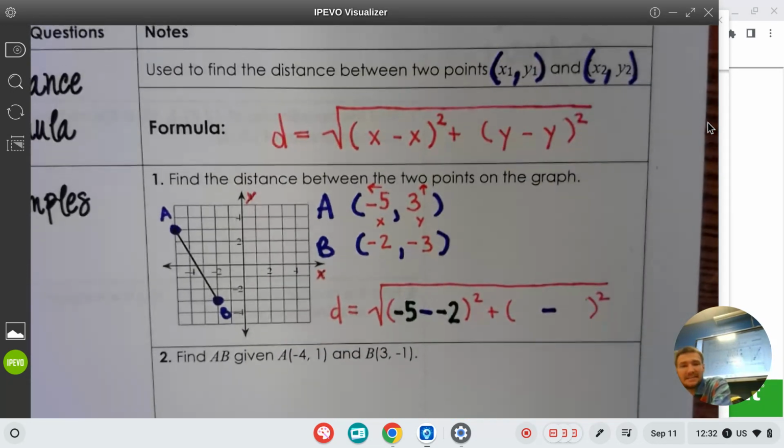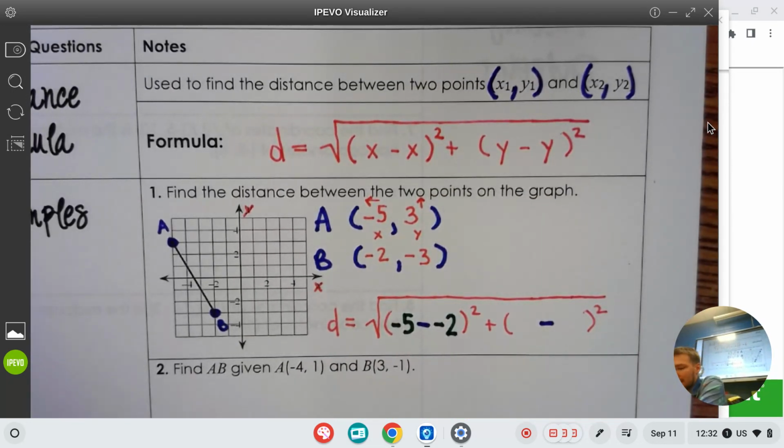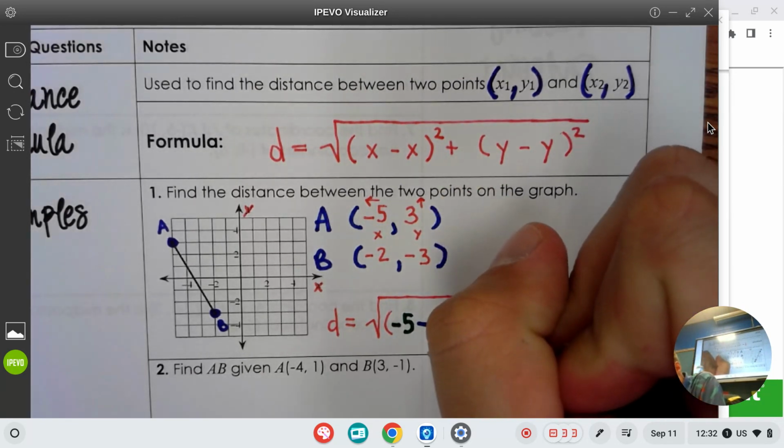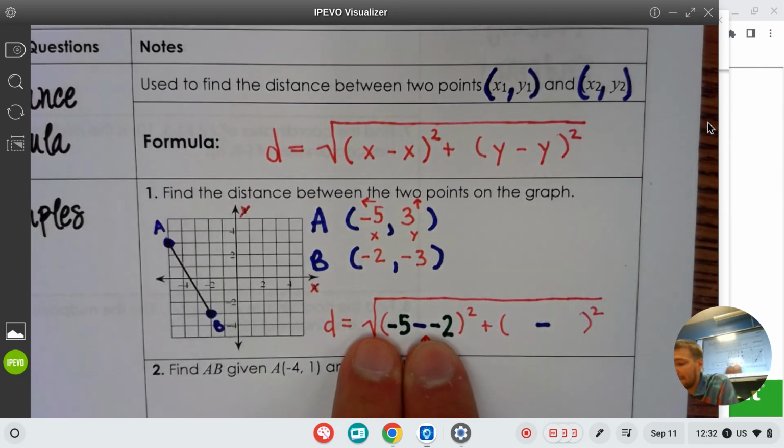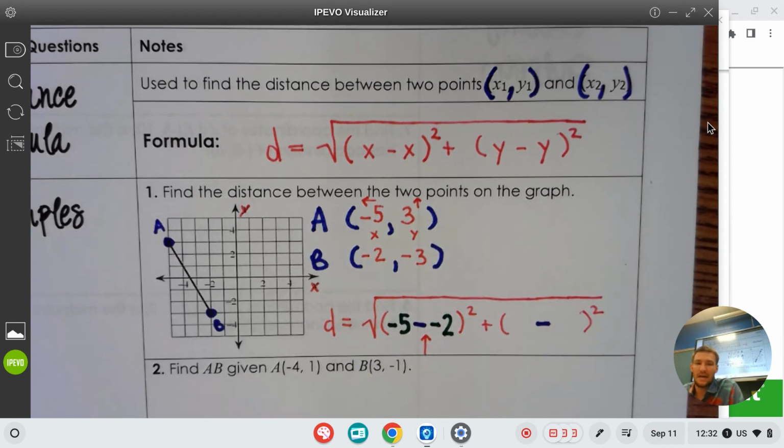Now, the reason I said that the negatives are the most common mistake, if you look right here, we're going to end up with minus, minus. That's how we're going to type it in Desmos. That's how it needs to look. There's a negative from the formula, and there's a negative from the value of x.